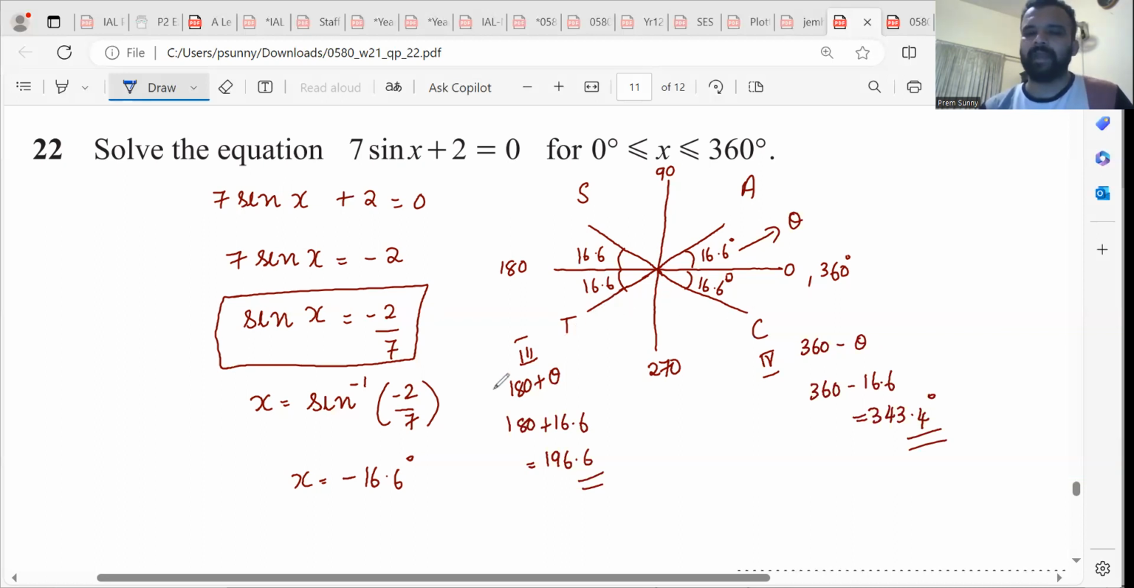So in the third quadrant, the angle representation is 180 plus theta. In the fourth quadrant, the angle representation is 360 minus theta. Theta is the angle in the first quadrant. Suppose my angle was in the second quadrant, the angle representation would be 180 minus theta. In this question, sine is negative. Sine is negative in the third and the fourth quadrant. So that is why we have considered 180 plus theta, the angle representation of the third quadrant, and 360 minus theta, the angle representation of the fourth quadrant, where the sine values are negative.